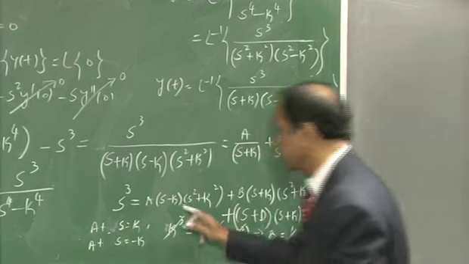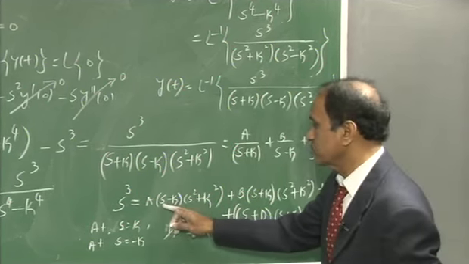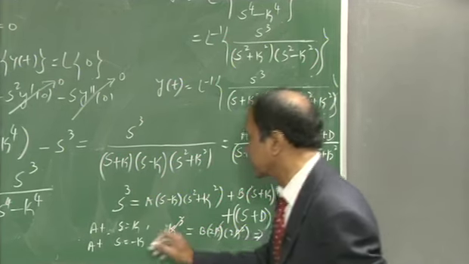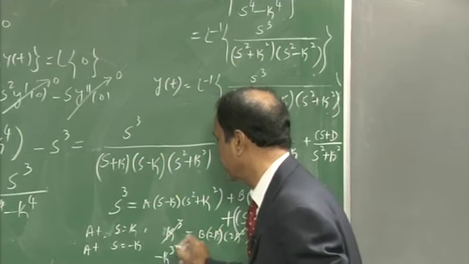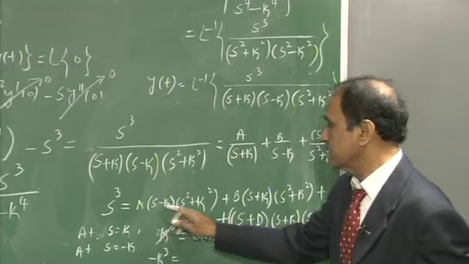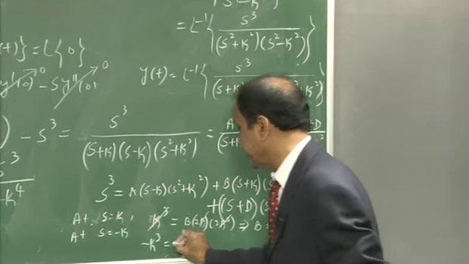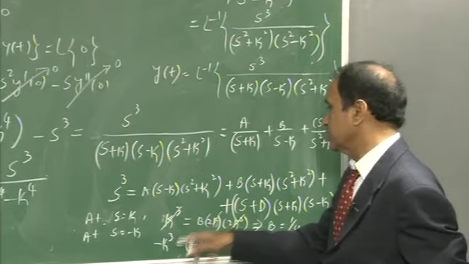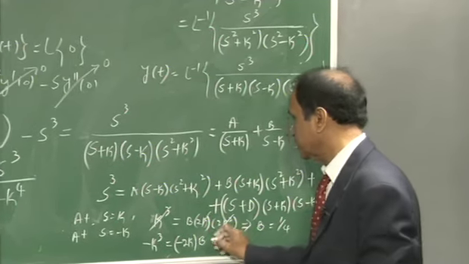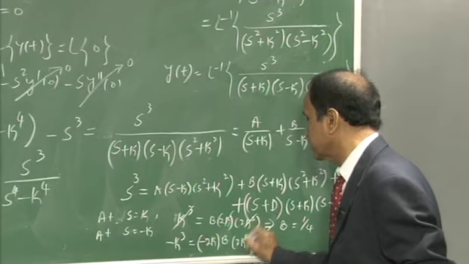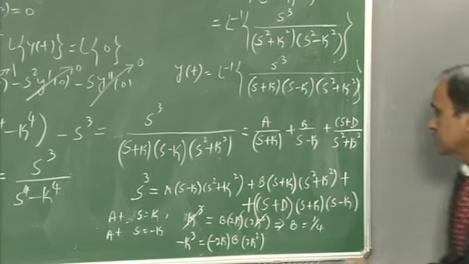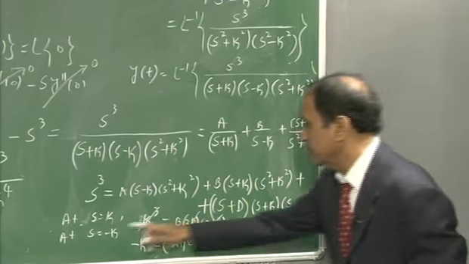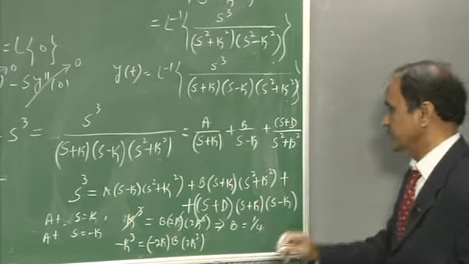Now s equal to minus k you are giving. s equal to minus k means that in the left side is minus k cube, and on the right side minus 2k, that is minus 2k into b, and s equal to minus k whole square becomes plus k square, that is 2 into k square, and what you are putting, minus k. So this becomes 0 and this becomes 0.